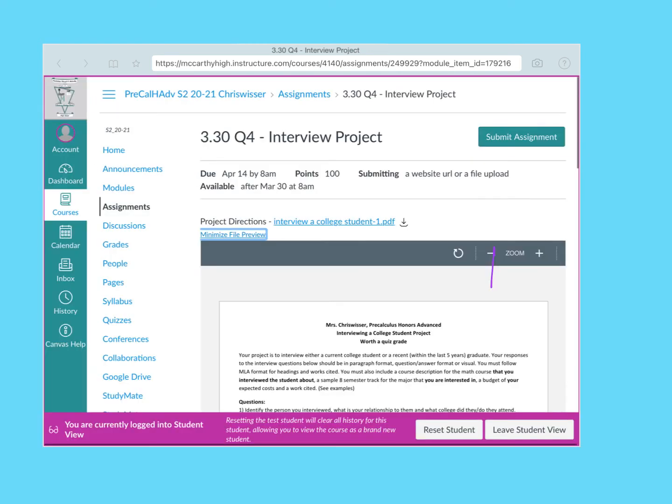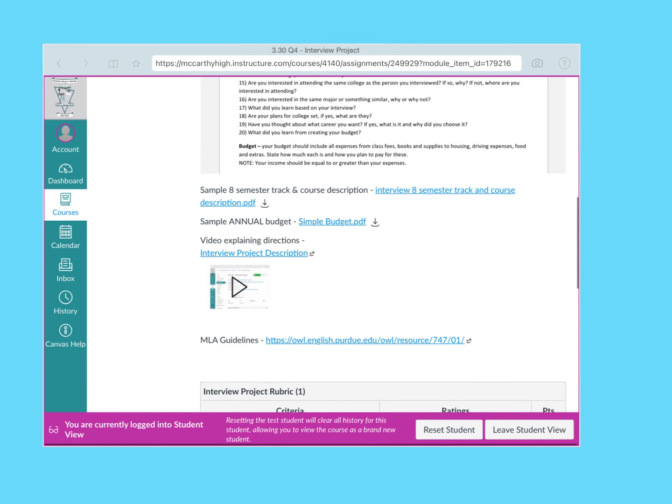Let's see if I can zoom out. There we go. Okay. Are you allowed to put like right pictures? Yes. Yeah.